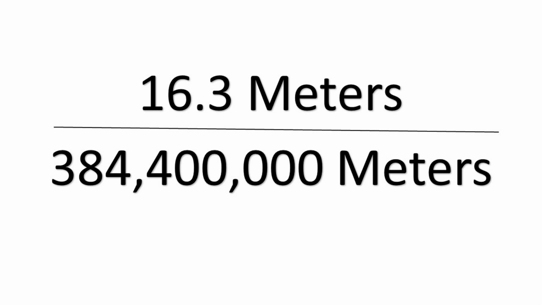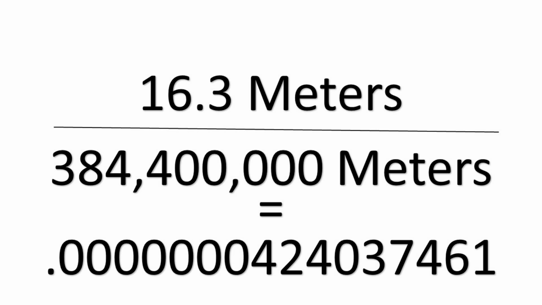Now, the moon is an average of 384,400 kilometers away from the Earth. Now, that's 384,400,000 meters. Dividing these two, we get the number at the bottom, which represents the increase in proximity and hence the increase in power.